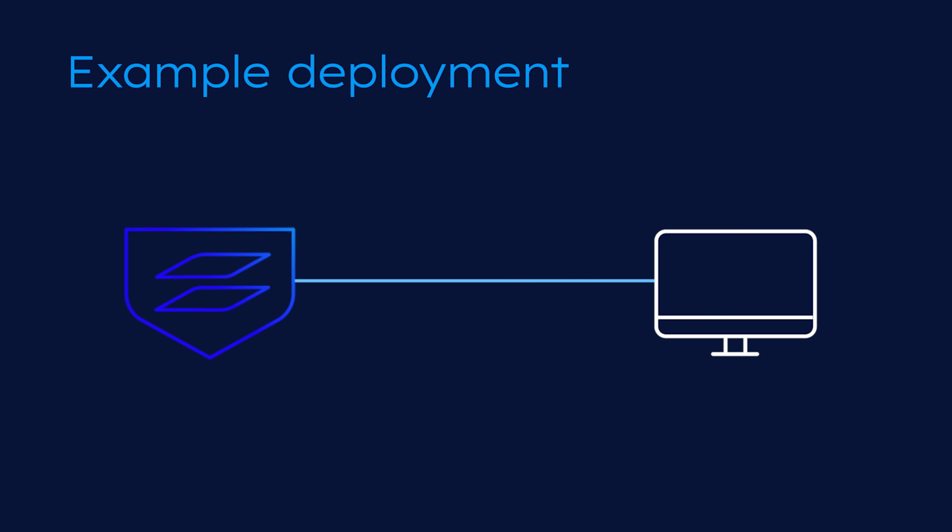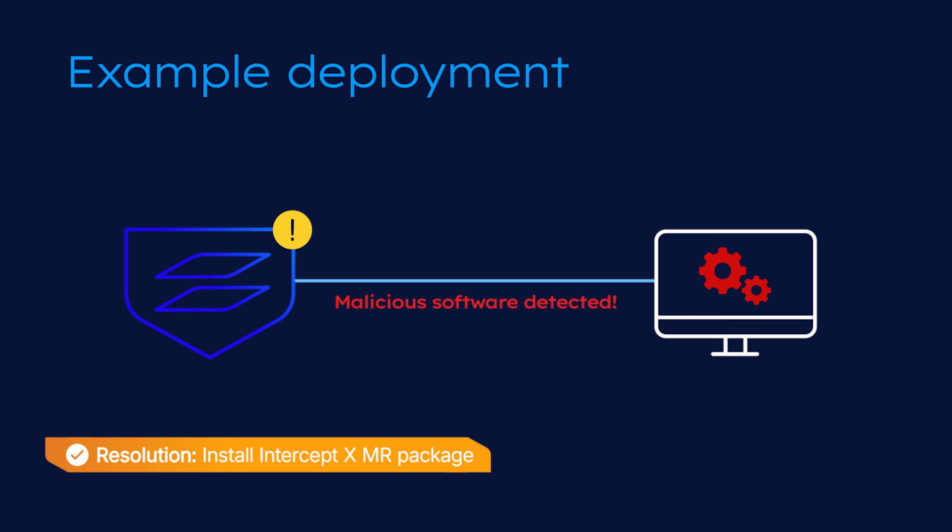Now, let's go through an example deployment. In this scenario, the InterceptX component on your device begins detecting a known good piece of software as malicious due to behavioral scanning changes in the recommended release channel. Sophos support then advises you to try the InterceptX maintenance release package.